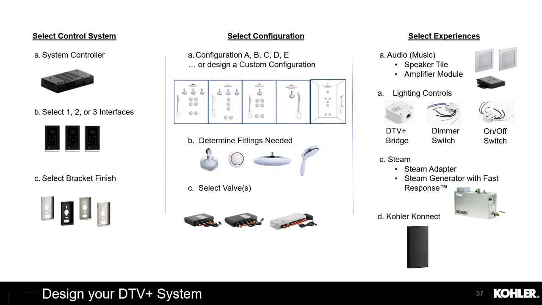The middle part of the screen gives us flexibility in preset setups. We do have configurations A, B, C, D, and E that are already embedded into that system controller, as well as all of our spa experiences. Now, based on your setup, if you select one of these predetermined configurations, these are also listed in your homeowner's guide, pages 9 to 11 of any DTV Plus product.